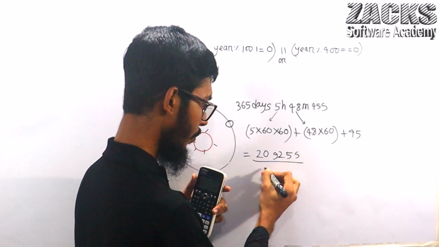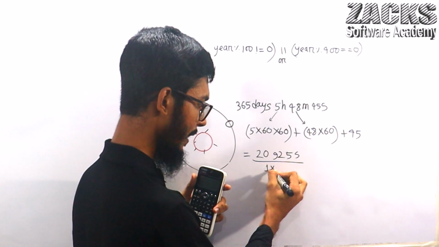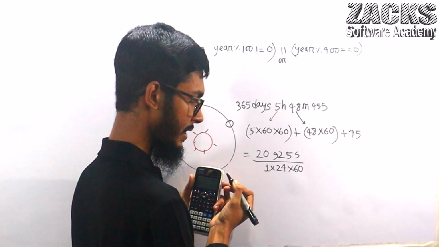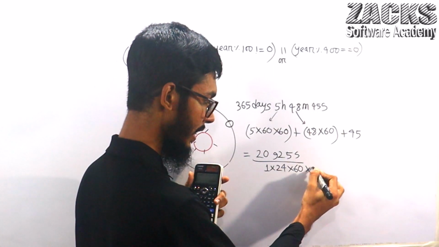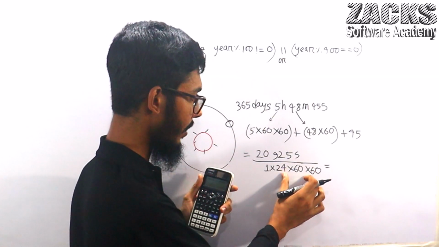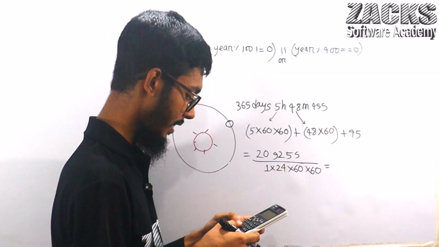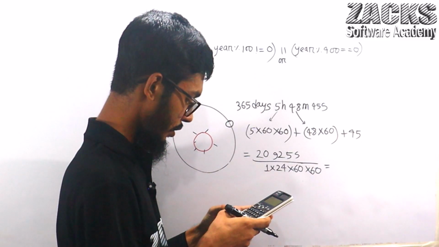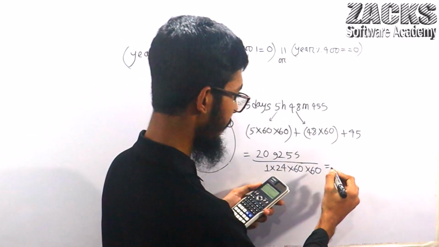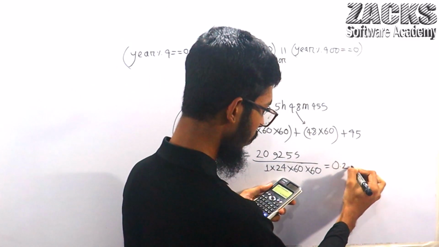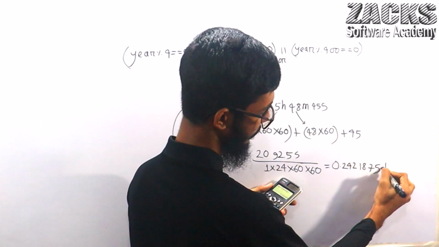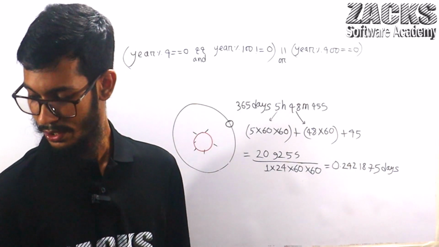If you want, you can convert into days also, right? How to convert? 1 day is 24 hours, then hours to minutes is multiplied by 60, and to convert into seconds, again 60. So these are the seconds in a day, right? Now let me do the result: 24 multiplied by 60 multiplied by 60. Let me write this result: 0.241875 days. I hope there is no question up to now.